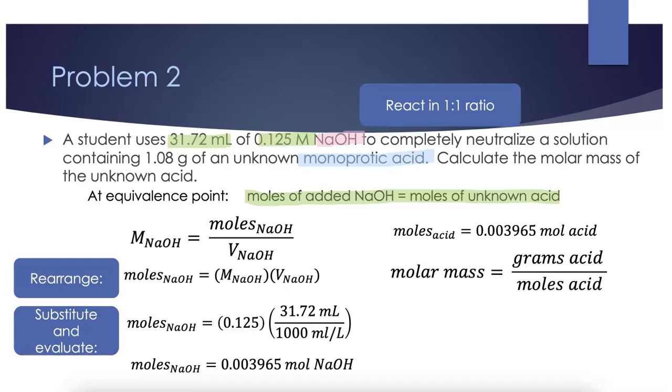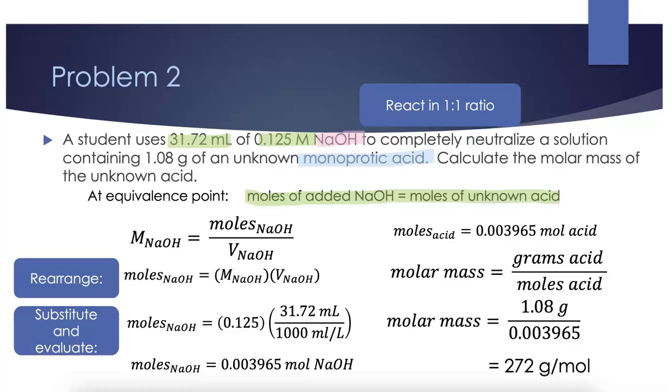We also know from our experience in chemistry that molar mass is defined as grams over moles. Well, I know the grams. That was given in the problem. And I know the moles because I just calculated it. So I can substitute in the grams and the moles, and I get a molar mass of 272 grams per mole. I'm going to report that to 3 sig figs.